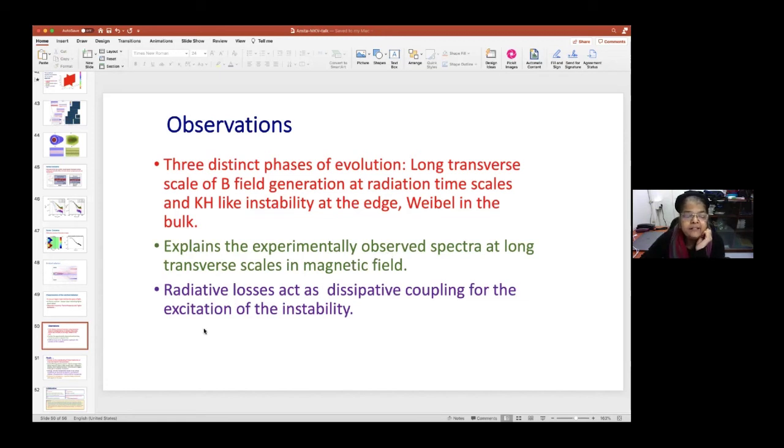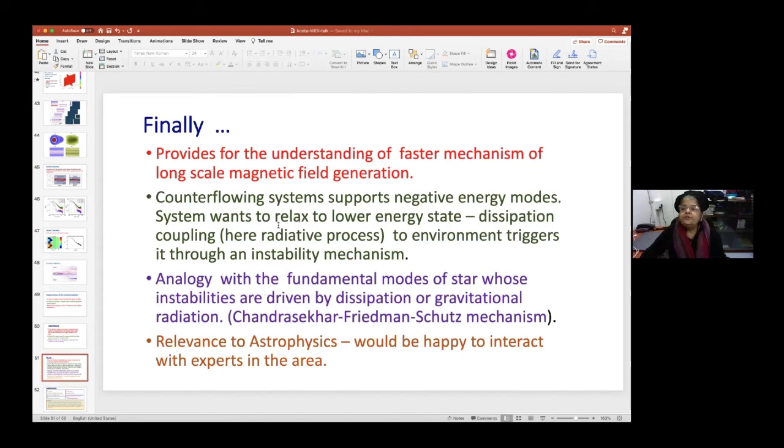And as I said earlier, radiative losses here, for the beam system where there is a lot of energy in the beam, it tries to go to a minimum energy state and any kind of dissipative coupling. In fact, it was known that if you have collisional damping, then the growth rate of Weibel instability increases. So here, by choosing a finite current, one has added an antenna, and that has resulted in radiative losses, which is acting as a dissipative coupling to the system and leading to a very fast as well as long scale magnetic field generation. So finally, I'd like to say that this provides an understanding of a faster mechanism of long scale magnetic field generation in plasmas.